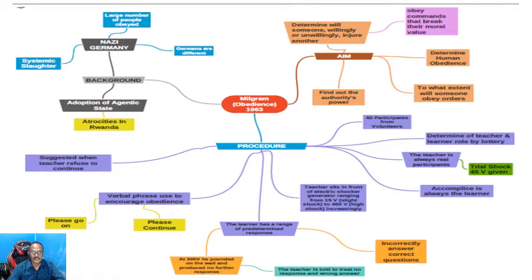So what Milgram did in 1963 was start a behavioral study of obedience, trying to understand why people obey instructions even though it goes against their moral principles.